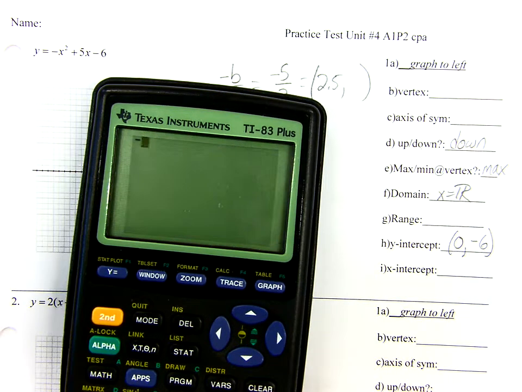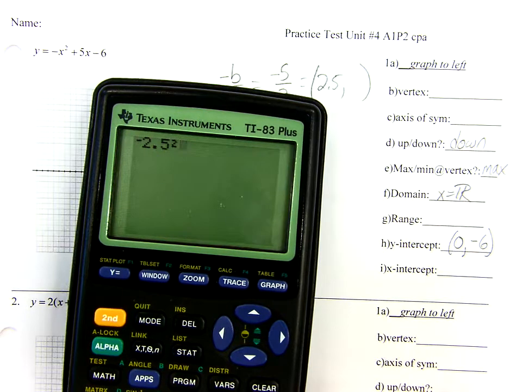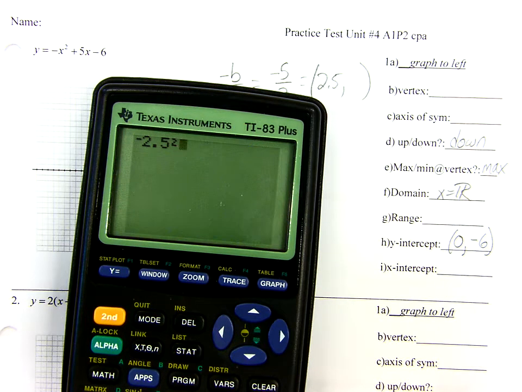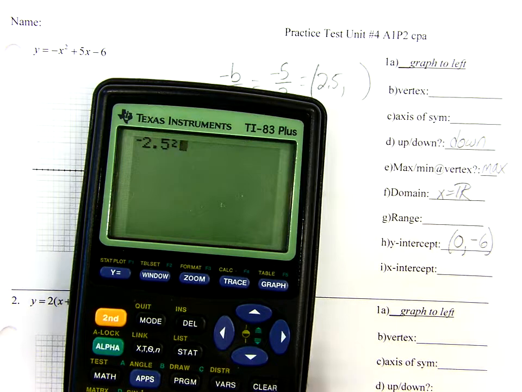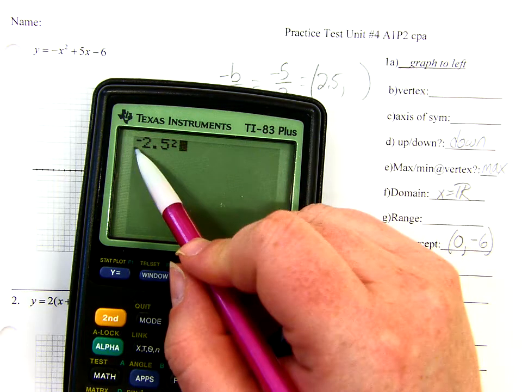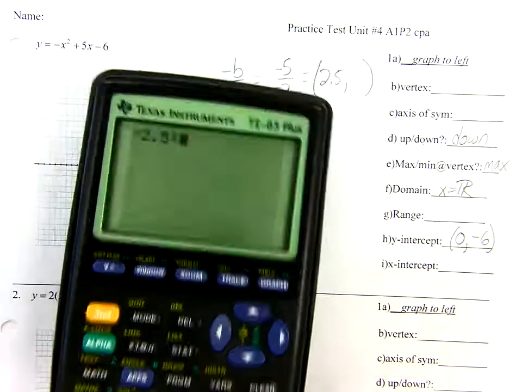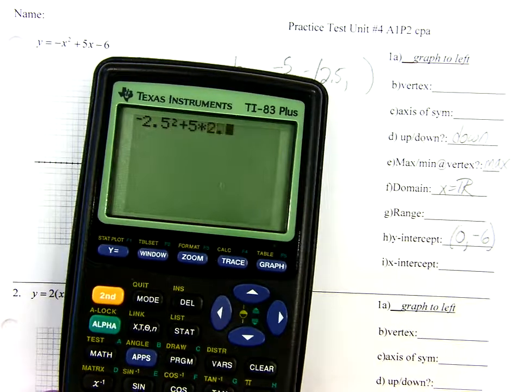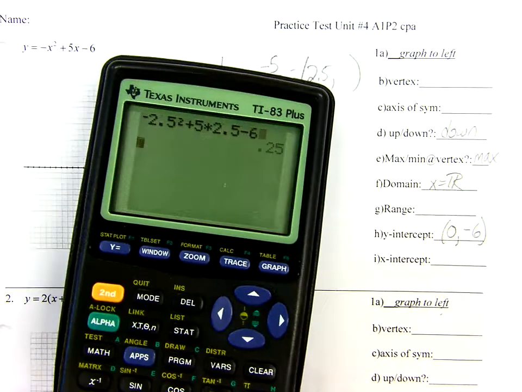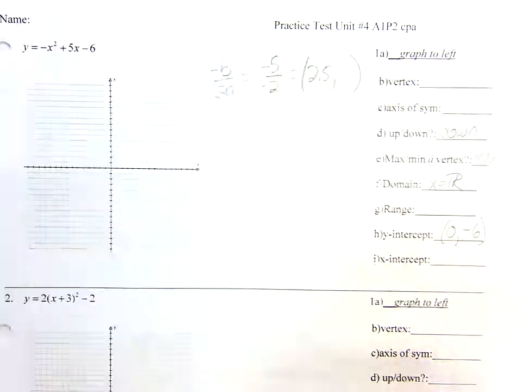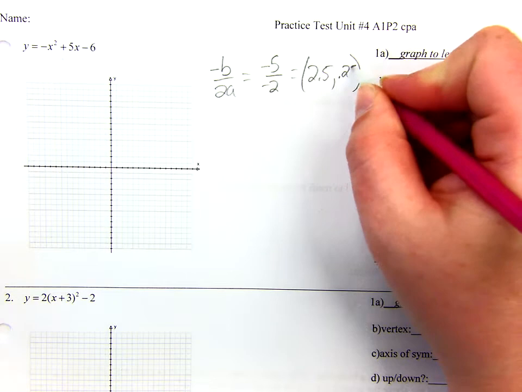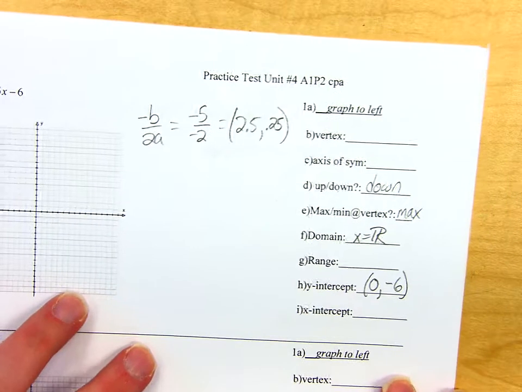If you're going to do it on the calculator, it's going to look like this. Negative 2.5 squared. Notice I did not put parentheses because I'm not squaring the number negative 2.5. I'm squaring 2.5 and then I'm taking its opposite. That's how I would type that in. And then plus 5 times 2.5, minus 6. 0.25 is what comes out. So there is my vertex.